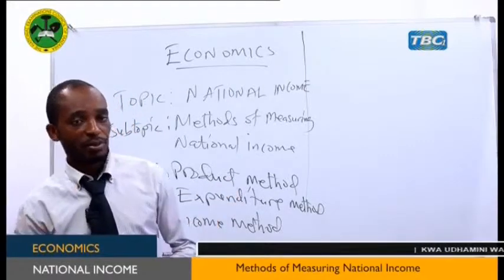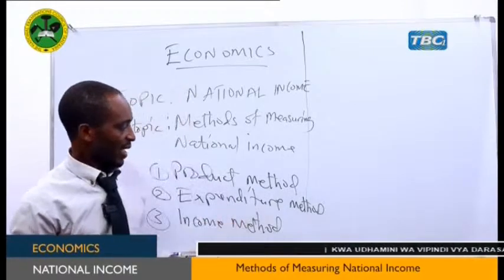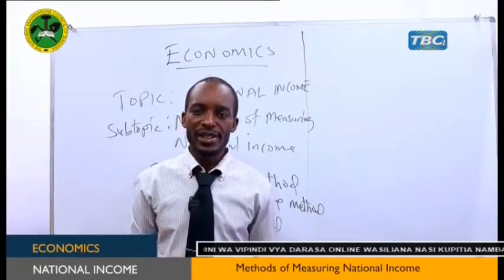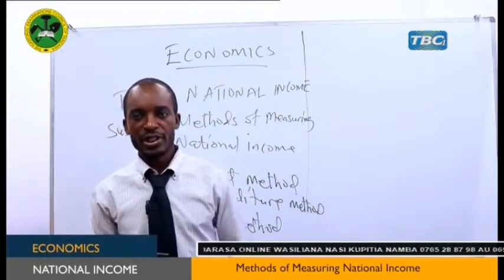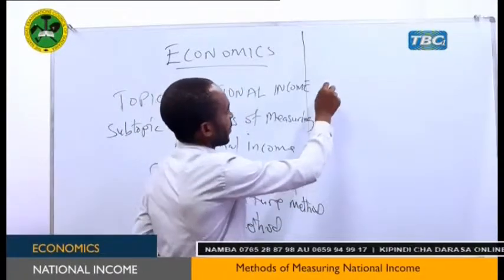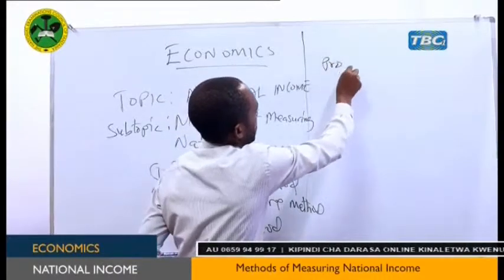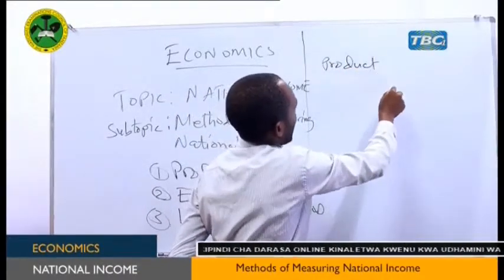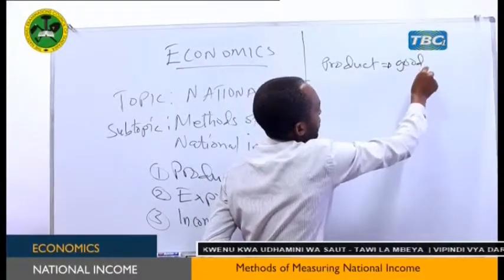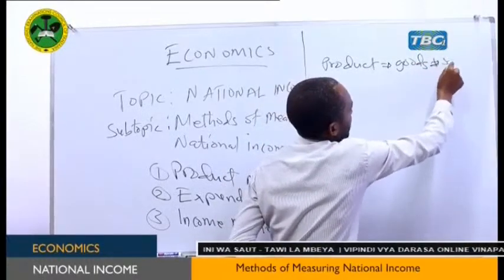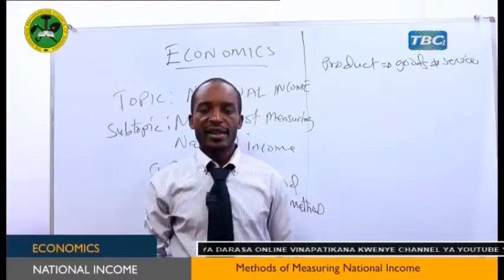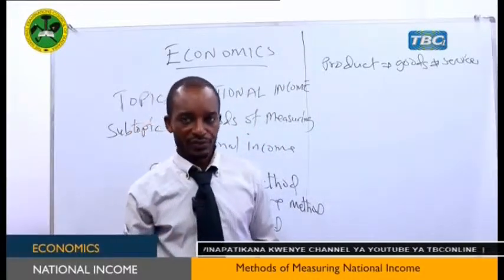Let us start with the product method. As we know, product, we are talking about all the goods and services which are produced in the economy in a particular year. So product is equal to goods and services produced in the economy in a particular year.